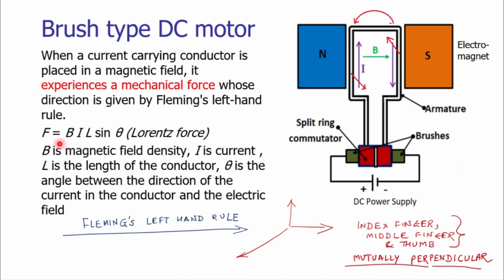The magnitude of the force is the product of the magnetic field density, the magnitude of the current, and the length of the conductor. So BIL would be further multiplied by the sine of the angle theta. Theta is the angle between the direction of the current in the conductor and the magnetic field, which is changing continuously. So with this we can easily compute the force which is acting on the current carrying coil and its direction.